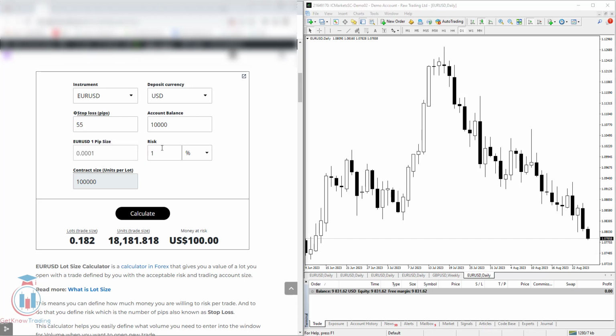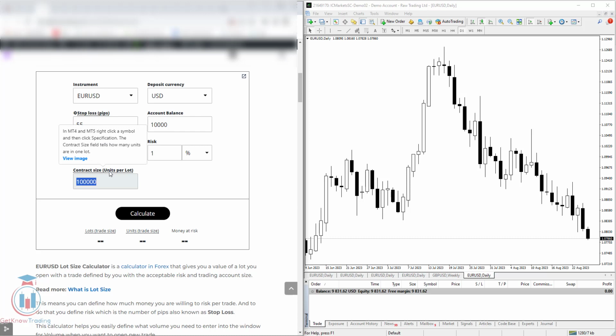Then you have the risk, which you can define as any number. You can put the risk in percentage or in the deposit currency, and you can change that by selecting the option here. I will leave it in percentage because I would like to calculate what a 1% risk is on the account balance of $10,000, which is $100. So with 55 pips as a stop loss, I would like to know what lot size, or volume, or position size I need to enter to open the trade with 55 pips and a 1% risk.